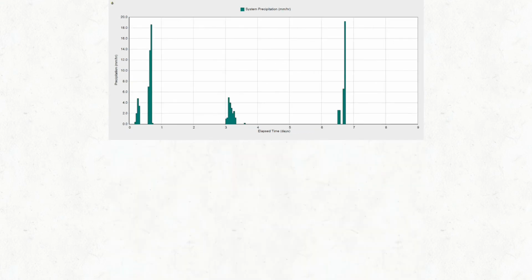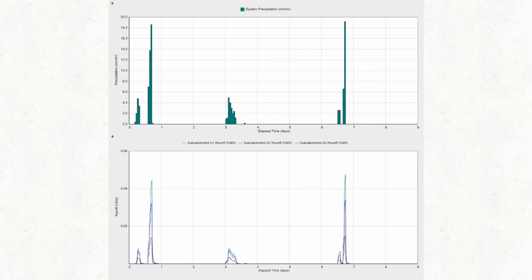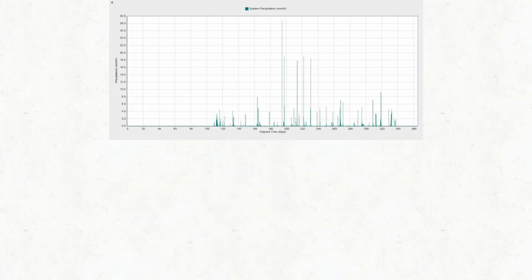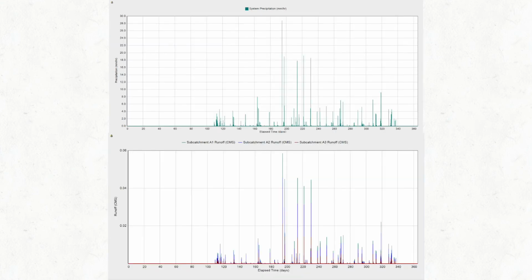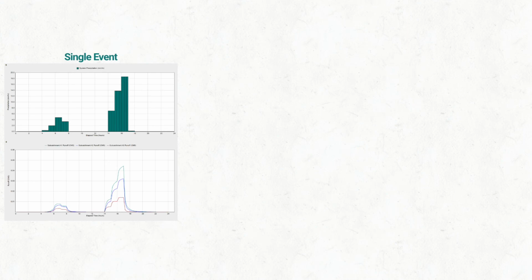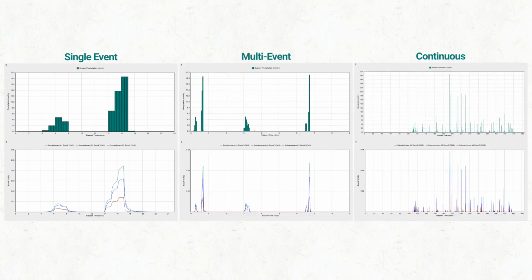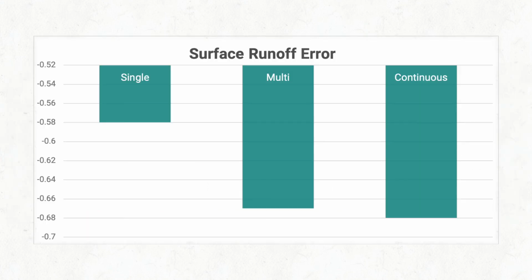Next, a multi-rainfall event was applied. A dry period of 48 hours was inserted between each rainfall event, and below is the predicted surface runoff. And lastly, a continuous time series data was applied. Here, the full 2005 rainfall data was used, and again, below shows the predicted runoff. It is clear that applying different rainfall events produces different runoff values. We can further compare the surface runoff error, observing larger error with larger rainfall data applied to the model. Though all parameters were kept the same, how the rainfall was applied affected the output.